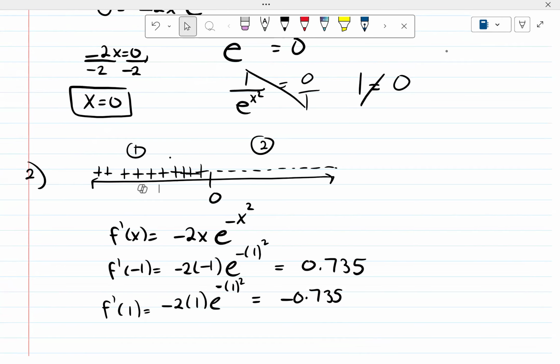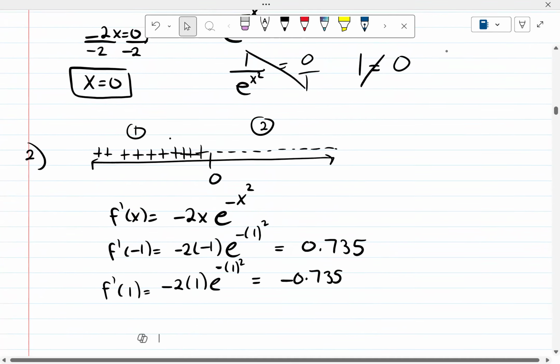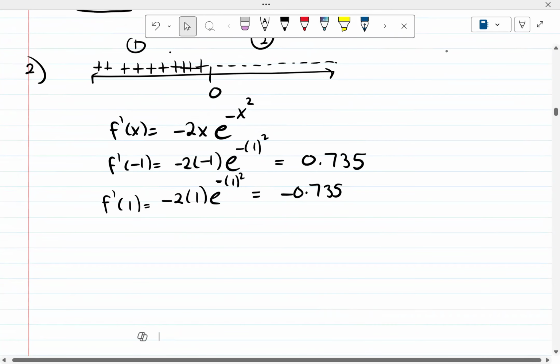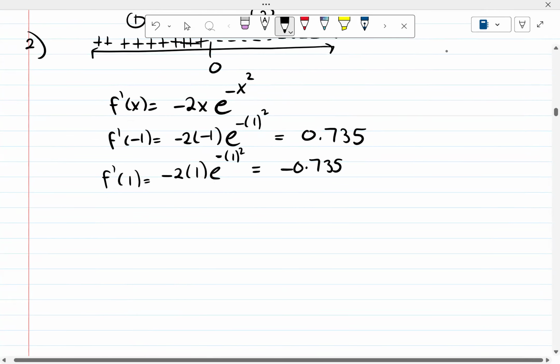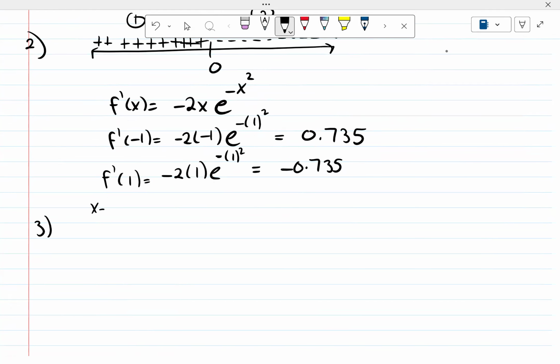And then what we're going to do is find the y coordinate, because a relative max has an x and y coordinate. So we know that our x value is 0. What is the y value? You just simply have to put it back into your f of x. And that gives you 1 over e to the x squared. And then all you have to do is replace that with 0.